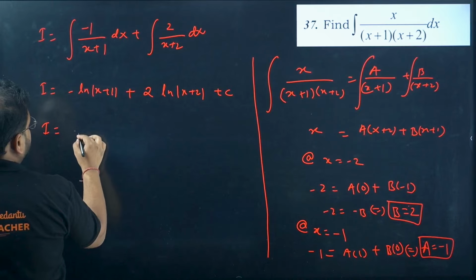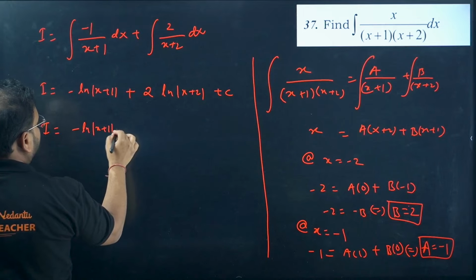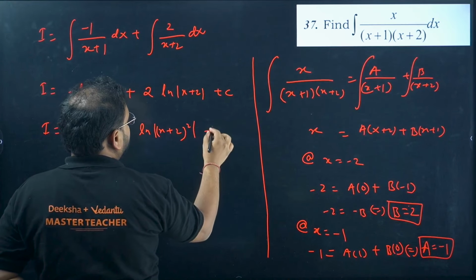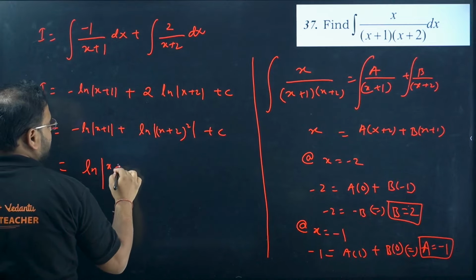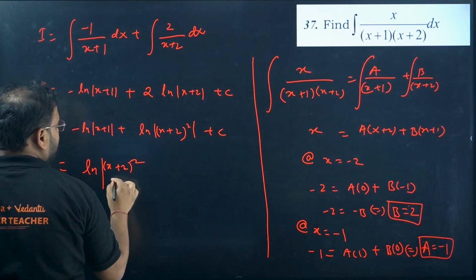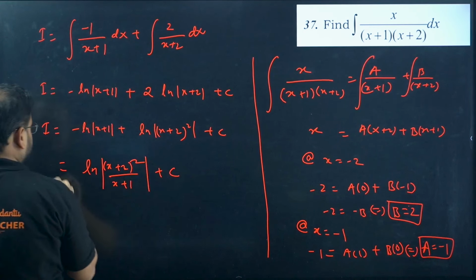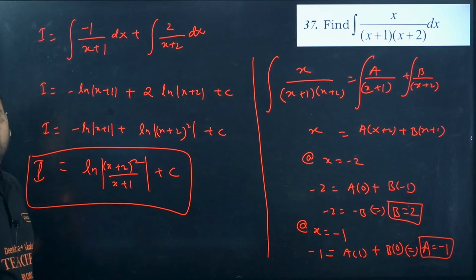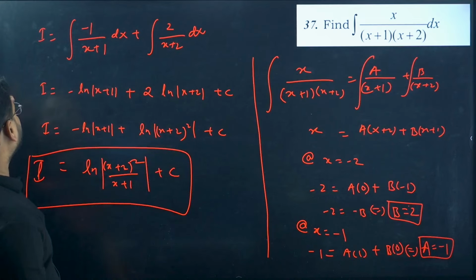Okay, and I have to continue one more time. Minus ln of x plus 1 plus ln of x plus 2 the whole square plus c. This minus this will make what? X plus 2 the whole square divided by x plus 1 plus c. This right here is your integration I. X plus 2 the whole square upon x plus 1. Is it making sense to all of you? A simple question on partial fractions.